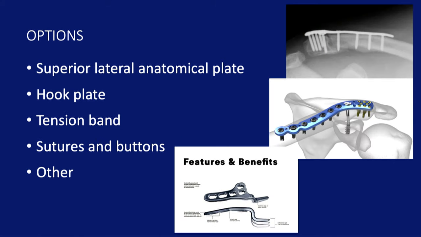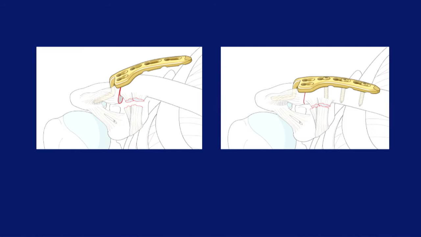So there are various options for fixation of this lateral end of the clavicle. There are superior lateral anatomical plates from various companies. There could be a hook plate. Some could do tension band wiring. Others could use sutures as well as buttons, who are arthroscopic surgeons. And there could be other modalities also.